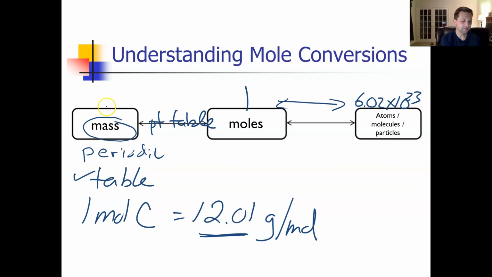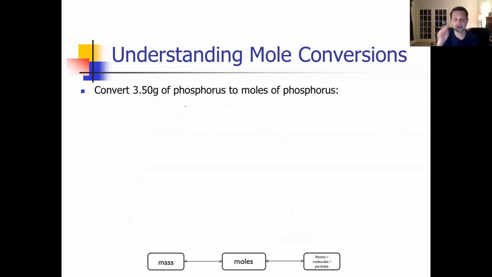And we're going to use our periodic table and the molar mass to convert between moles and mass. Okay, so that's what we need to have on this roadmap here. And then we'll be able to easily solve conversion problems based on this information. Okay, so let's go through a couple examples.